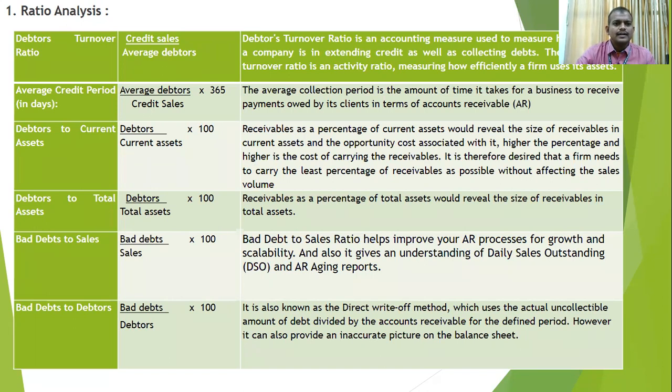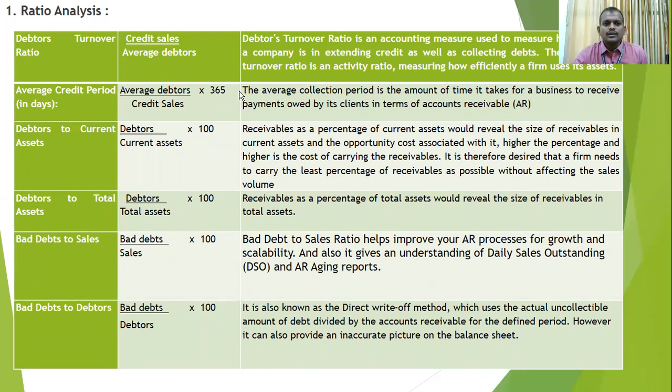So first one, debtors turnover ratio. Debtors turnover ratio is an accounting measure used to measure how effective a company can extend a credit to its customer, as well as how effectively it is collecting its debts. The receivables turnover ratio is an activity ratio measuring how efficiently a firm uses its assets.